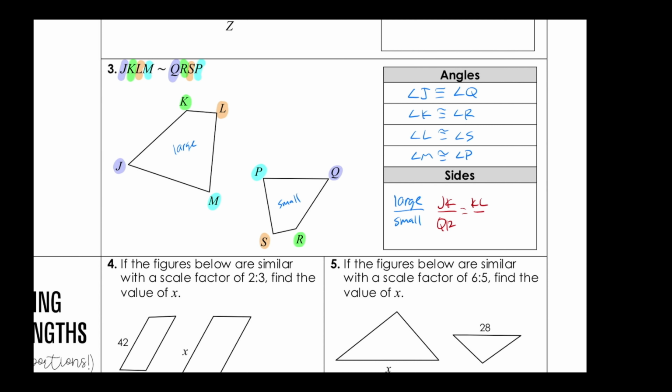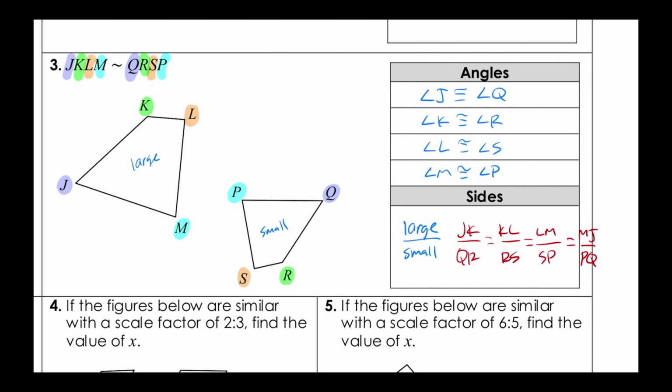KL, RS. And that should also equal, let's go orange to blue. Orange to blue is LM, orange to blue is SP. We're going from the large to the small because they tell us that. That's the large, that's the small. And that should equal the last side, which is blue to purple. MJ, sorry, not JM. MJ, Michael Jordan, blue to purple, and PQ.